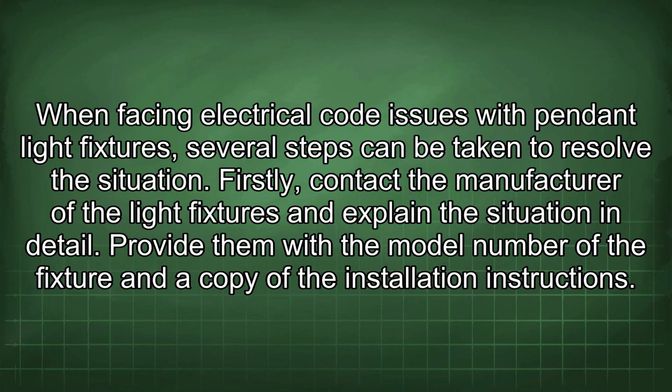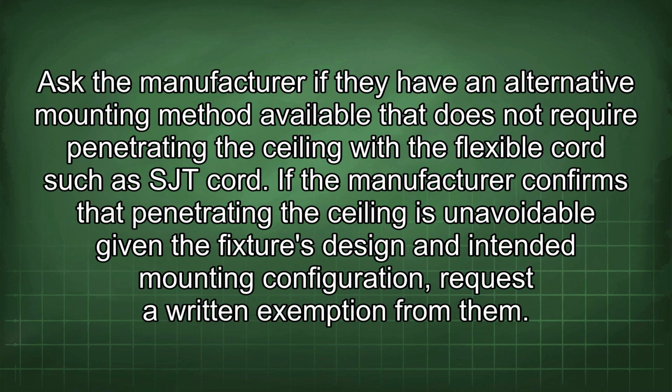When facing electrical code issues with pendant light fixtures, several steps can be taken to resolve the situation. Firstly, contact the manufacturer of the light fixtures and explain the situation in detail. Provide them with the model number of the fixture and a copy of the installation instructions. Ask the manufacturer if they have an alternative mounting method available that does not require penetrating the ceiling with a flexible cord such as SJT cord.